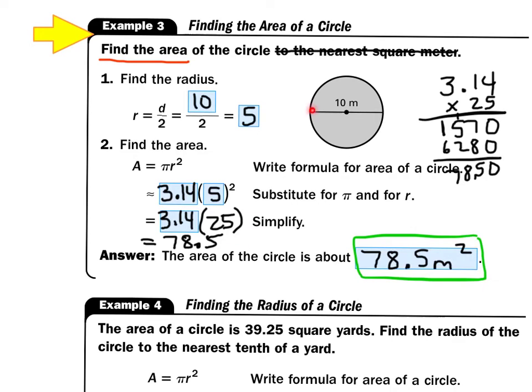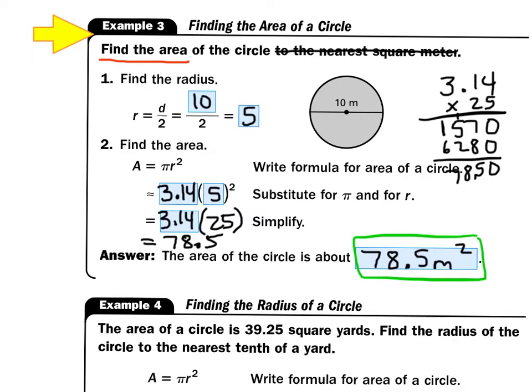All right, so they gave us a circle, but notice how they gave us the diameter. We don't want to use diameter for the area. We want to use the radius. So the first thing we have to do is cut the diameter in half, or divide it by 2. So 10 divided by 2 gives us 5. And then we can use a formula. Area equals pi times the radius squared. So put the 5 in for the radius, put 3.14 in for pi.